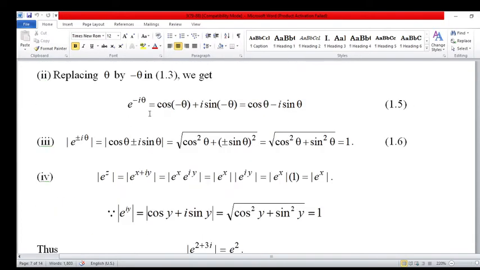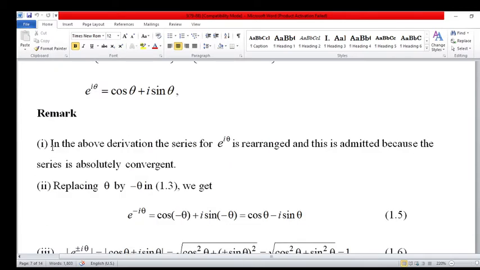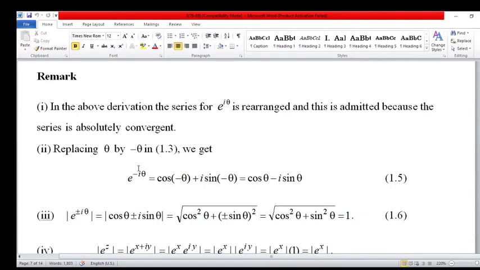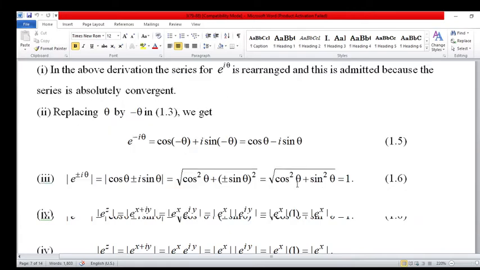So now replace theta by minus theta. Then we obtain e raised to the power minus i theta is equal to cos minus theta plus i sin minus theta. And by trigonometry we have cos minus theta means cos theta, sin minus theta means minus sin theta. So our new form is e raised to the power minus i theta is equal to cos theta minus i sin theta. This is the second part. Remark first, remark second. In remark second we obtained e raised to the power minus i theta is equal to cos theta minus i sin theta.